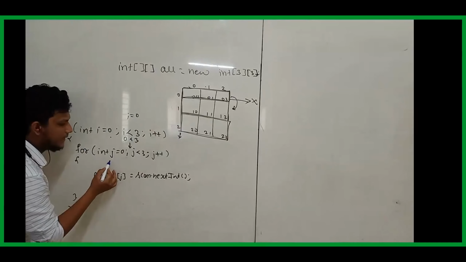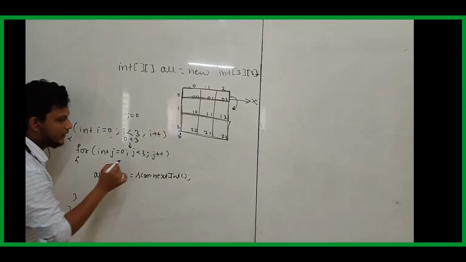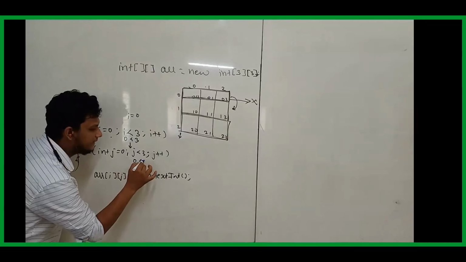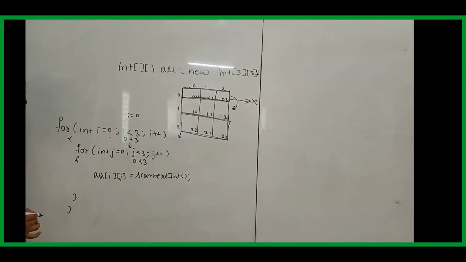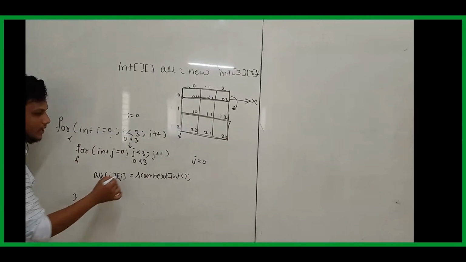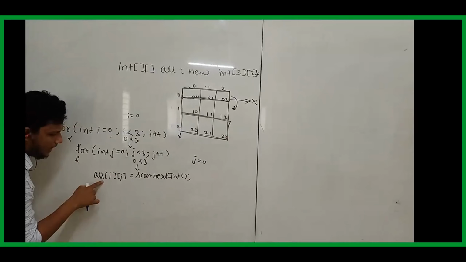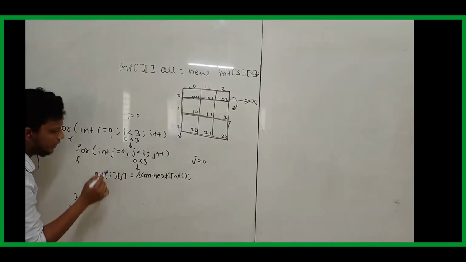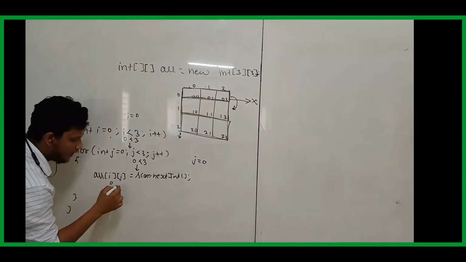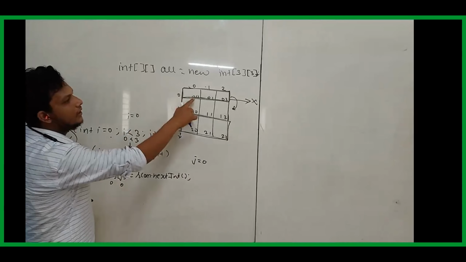Next, as soon as it comes inside, j value is equal to 0. Now tell me, is 0 less than 3? True or false? Okay, now what is the j value? j value is equal to 0. Now it will come here. arr of i value is what? 0. j value is what? 0. Means arr of 0, comma 0.